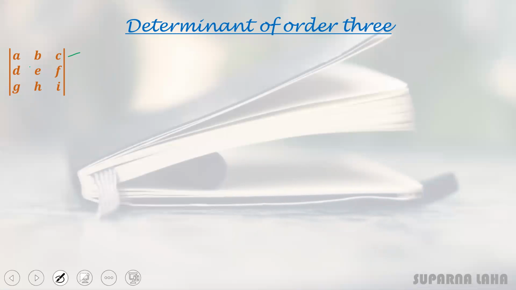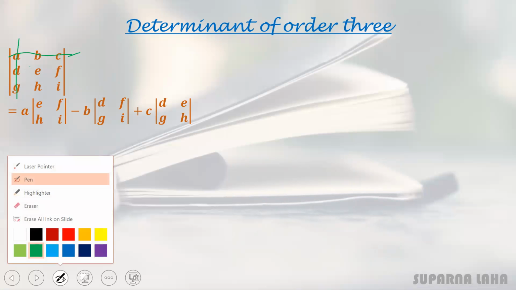So let's take the first element a. How do we write down the expansion? Remove the first row and first column. The remaining elements are e, f, h, i.